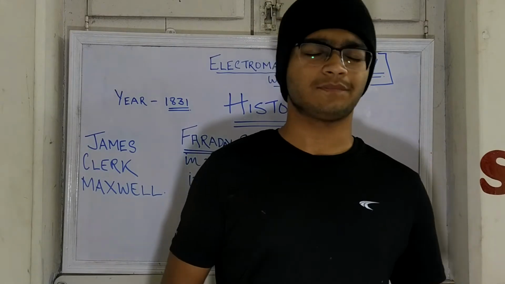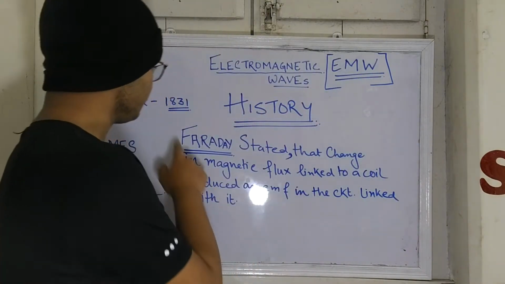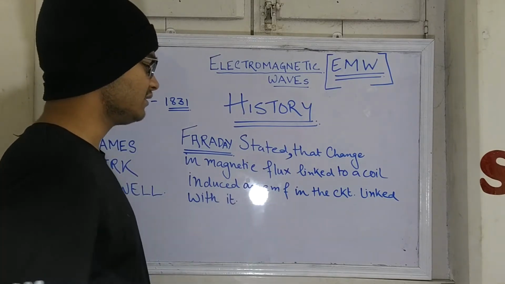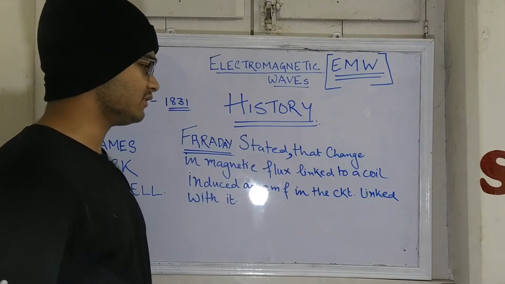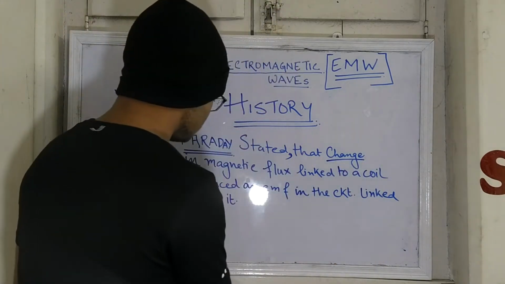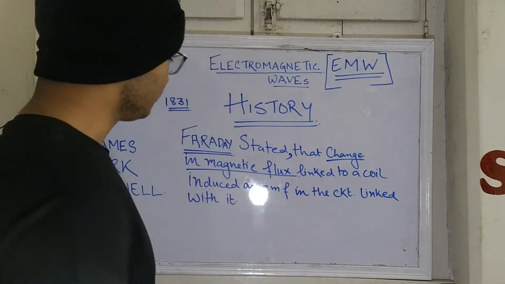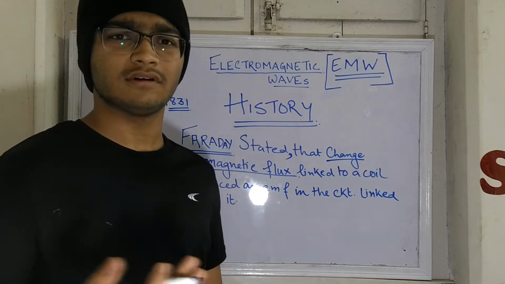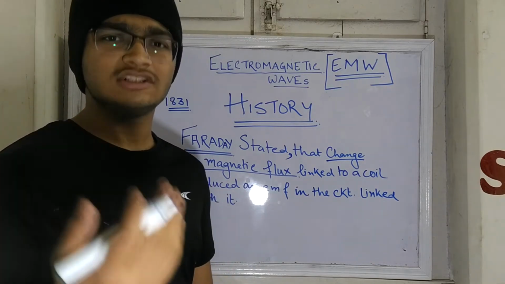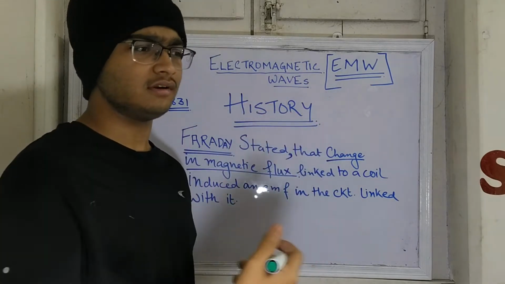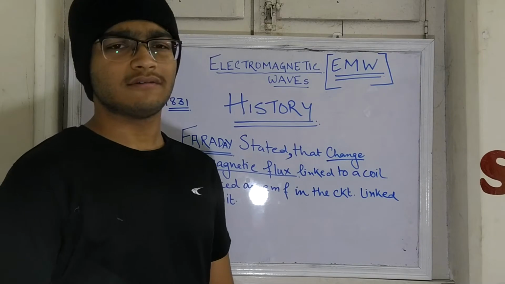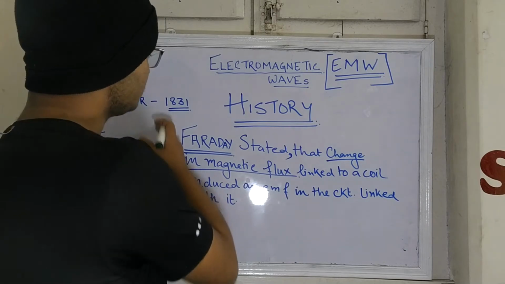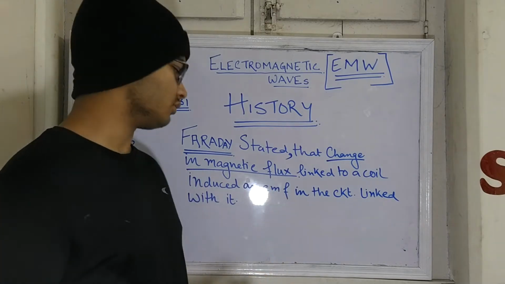We will go back to the year 1831 when Faraday stated that change in magnetic flux linked to a coil induced an EMF, which is electromotive force, in the circuit linked to it. This is just the principle of working of an AC generator, where there is a change in the magnetic flux linked to the coil and EMF is generated, and electric current flows through the circuit, which is the load. So Faraday stated in 1831 that change in magnetic field linked to a coil can induce an EMF in the circuit.